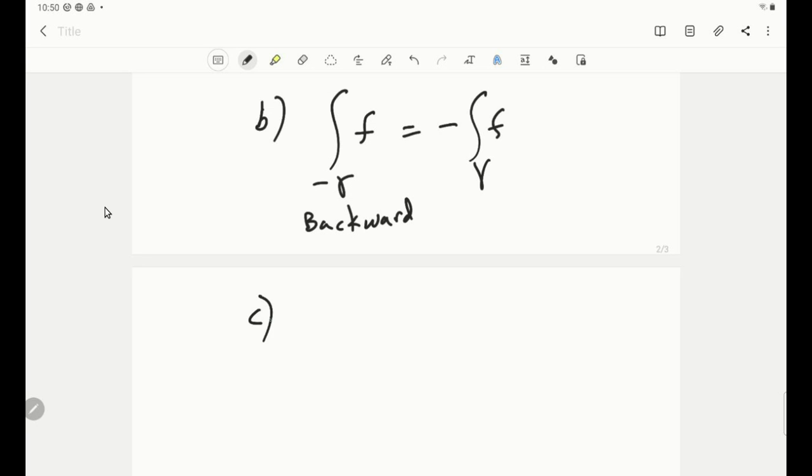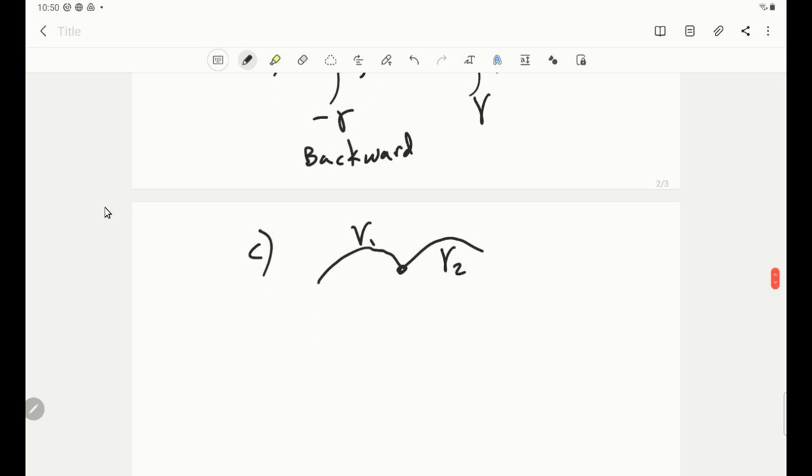Now here C is the piecewise idea. So you've got maybe two paths here, gamma 1 and gamma 2, and they split right there, or come together right there, really, and that's their meeting point. If we designate that whole path as gamma 1, gamma 2, the integral of f, well, we've already done this once. That's just the integral over gamma 1 of f plus the integral over gamma 2 of f.